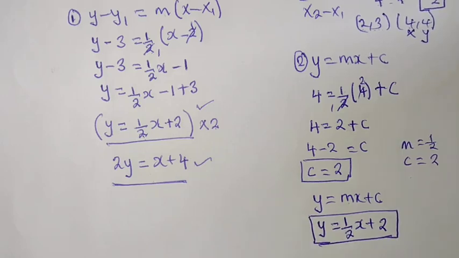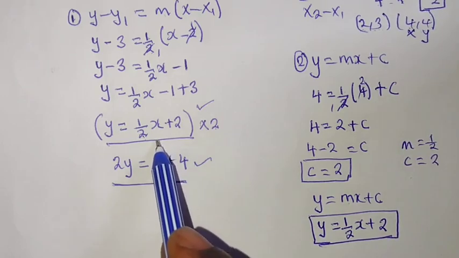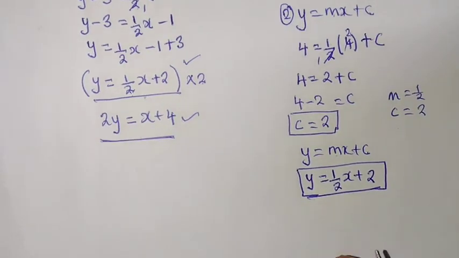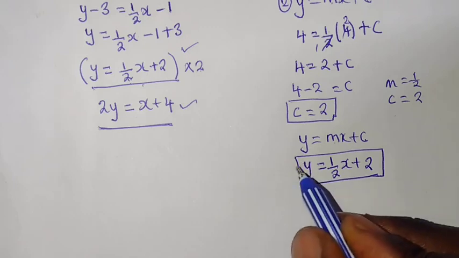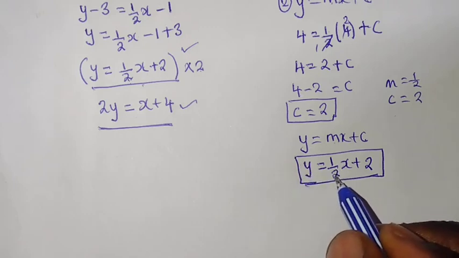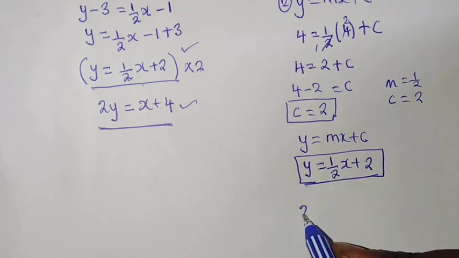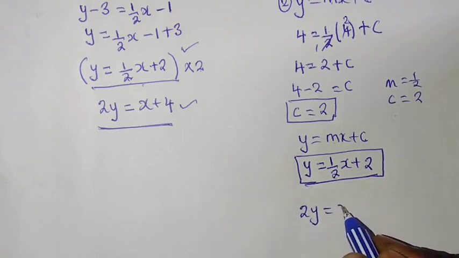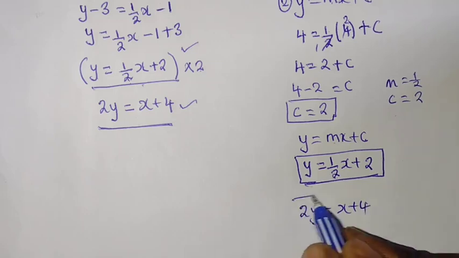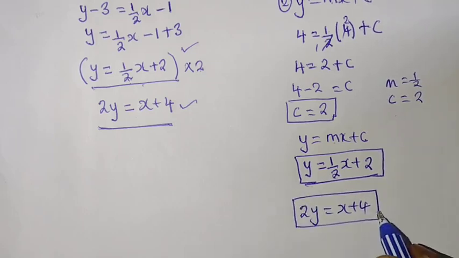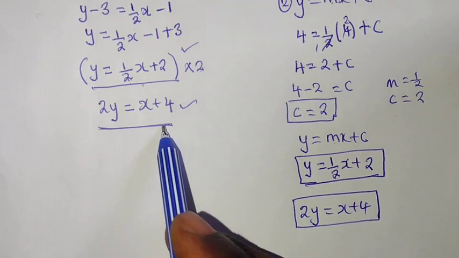So you can leave your answer at this stage, which is the same with this one that we found. Or you can still do the same, okay, where you multiply throughout with a 2, because the common denominator here is a 2. And you are going to have 2y is equal to x plus 4, which is this one. Okay, so this one and this one, they are the same.